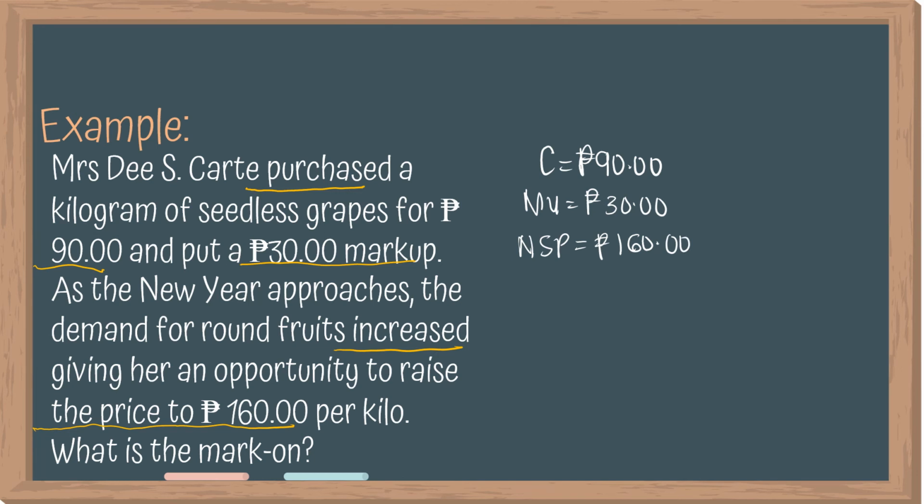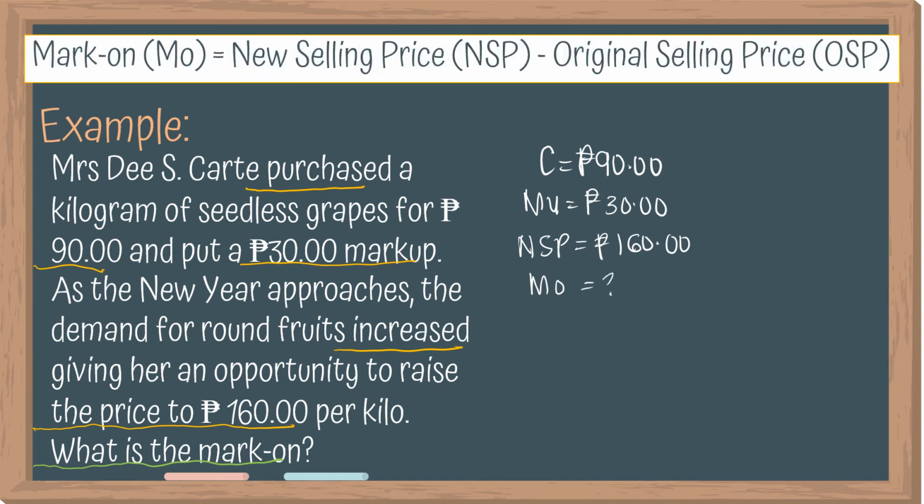So, if we're going to check the question in the problem, it says, what is the mark-on. So with this one, we are going to solve for the mark-on. So we already know that the mark-on can be obtained by getting the new selling price minus the original selling price. Dito sa ating given, we cannot see the specific value for the original selling price. But we know that the original selling price of the product can be obtained by getting the cost of the product plus the markup.